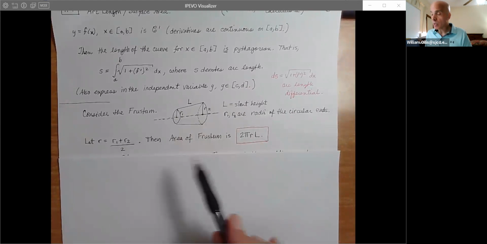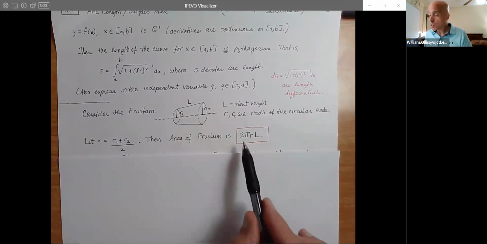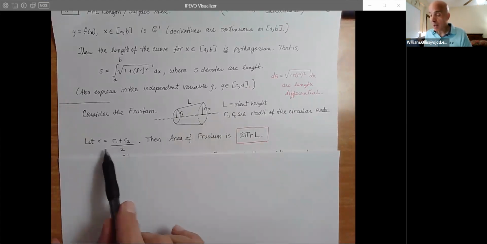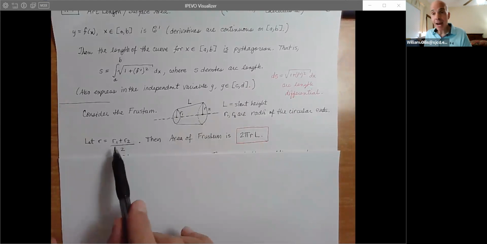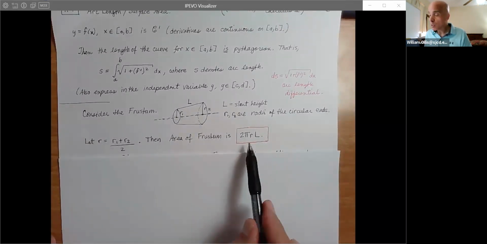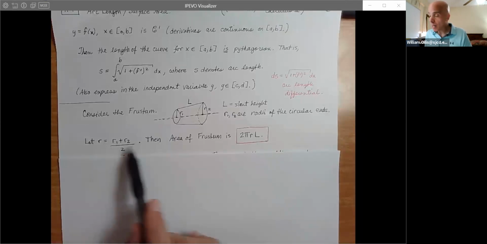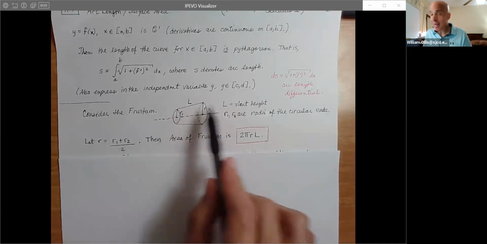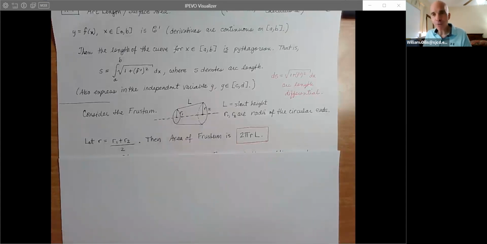You think it's similar to the area of the cone, but it's adjusted. So now, if we define R here to be the average of the two radii, we get the area of the frustum to be 2 pi RL. That is 2 pi times the average radius times the slant height. And so we use that average radius when we want to generate a definition for arc length.